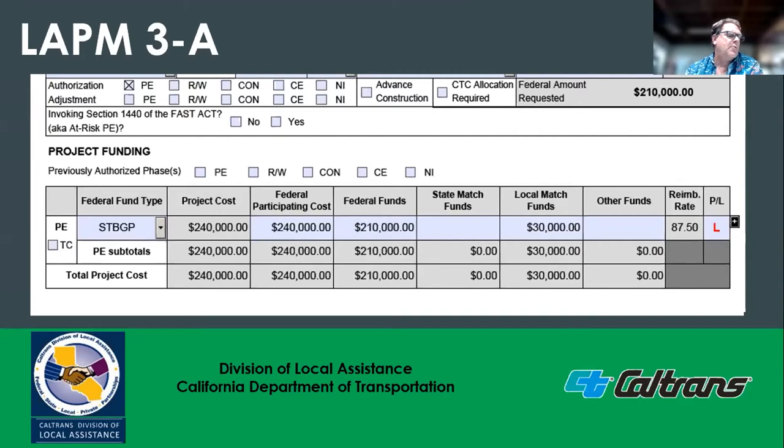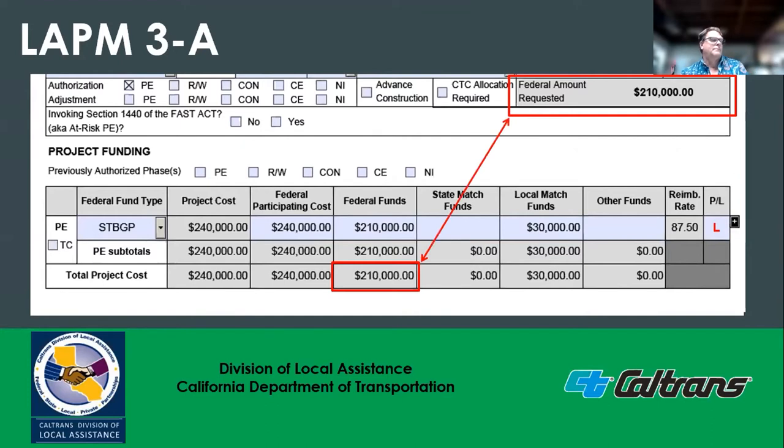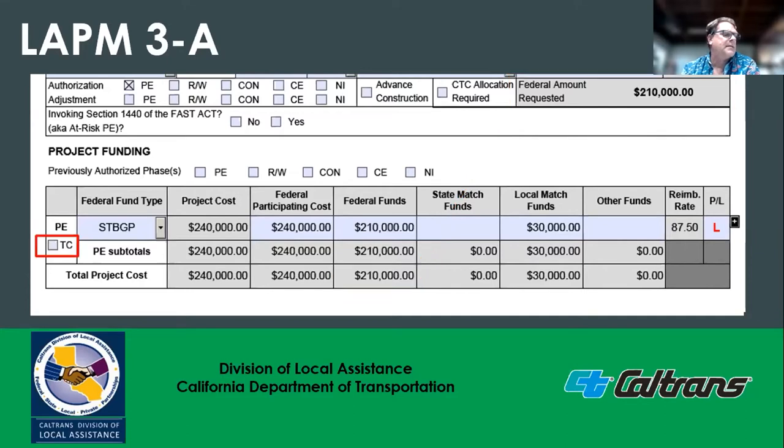The federal amount requested is based on the federal funds inputted on the form. If the project is utilizing toll credits, then this box is clicked. Department policy requires that the phase being authorized be 100% federal participating to be eligible for toll credits. And the FSTIP must clearly identify the use of toll credits.